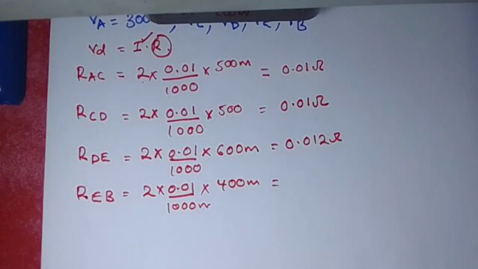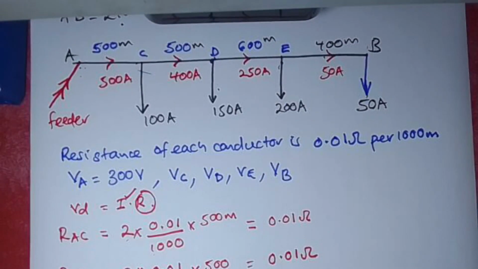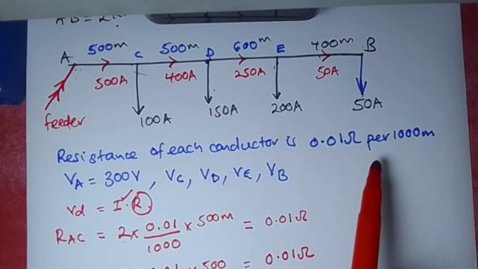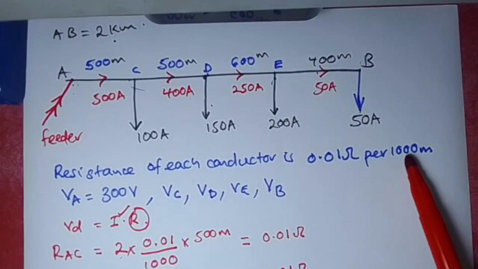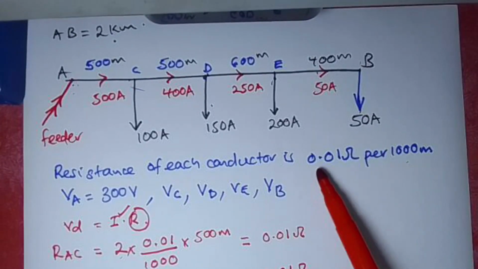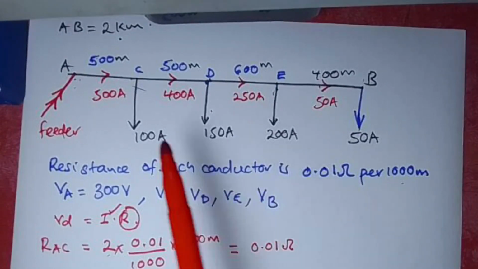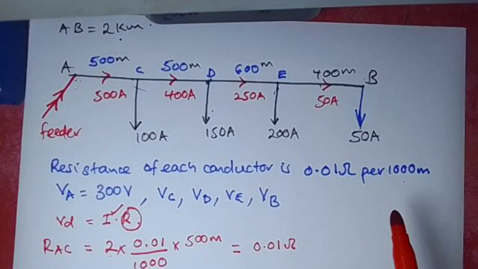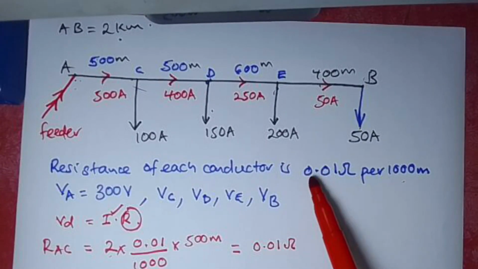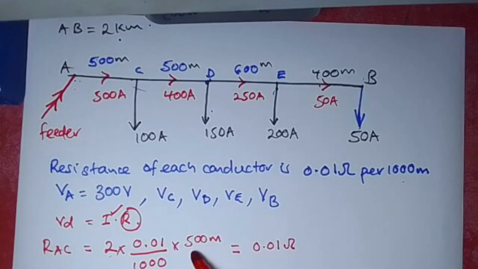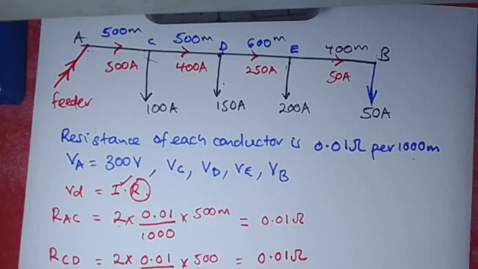Why do we divide by 1000? Because the resistance they've given us there is per 1000 meters. Not to kilometers. The resistance given is per 1000 meters. So they're saying each 1000 meters of the conductor contains a resistance of 0.01 ohms. But what about the resistance of 500 meters? It will be the resistance of 1000 divided by 1000 times 500. It's simply like a unit conversion.